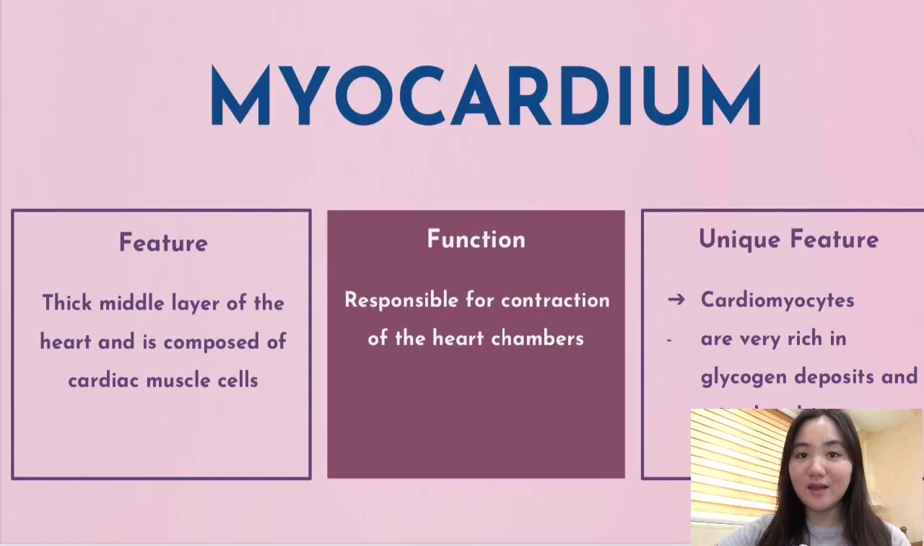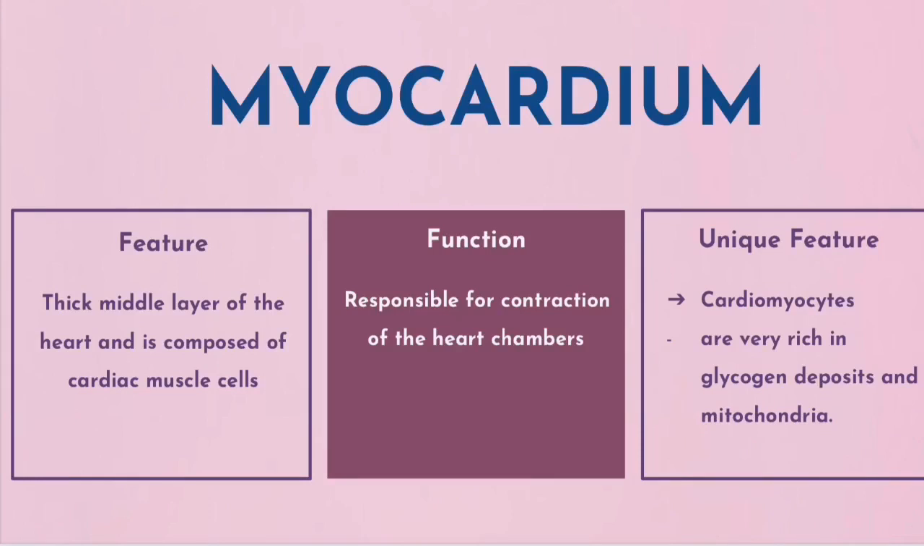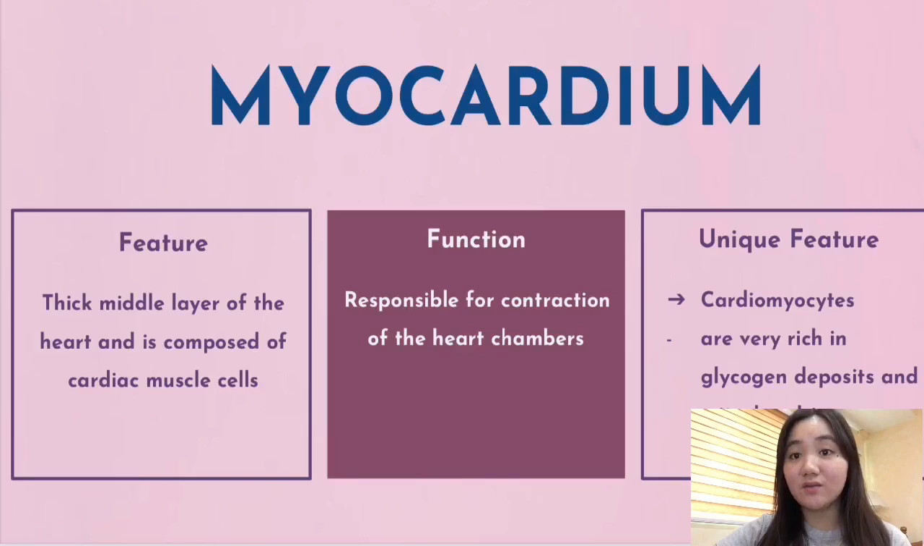The next main layer of the heart is the myocardium, which is the thick middle layer of the heart and is composed of cardiac muscle cells and is responsible for the contraction of the heart chambers. Histologically, the myocardium consists of cardiomyocytes, which are very rich in glycogen deposits and mitochondria. This has a great functional significance since the myocardium is constantly contracting and needs a great amount of energy at all times. The last layer is the endocardium.